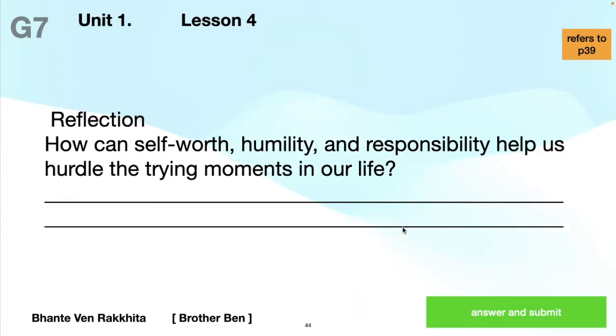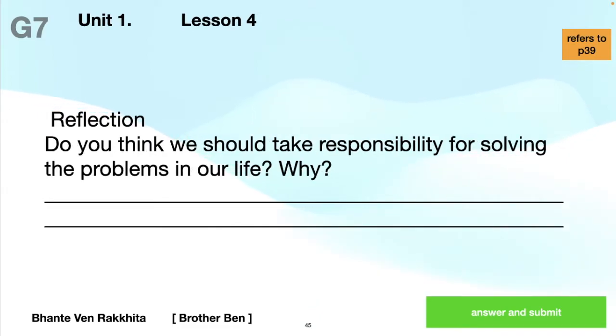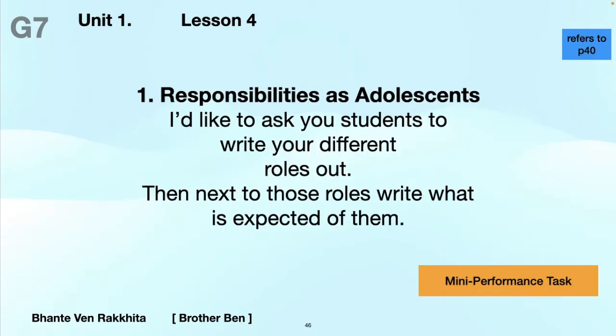Answer and submit. And the third one, do you think we should take responsibility for solving the problems in our life? Why do you think that? Please answer and submit. So we're over the page, onto page 40 now. The responsibilities of adolescence.